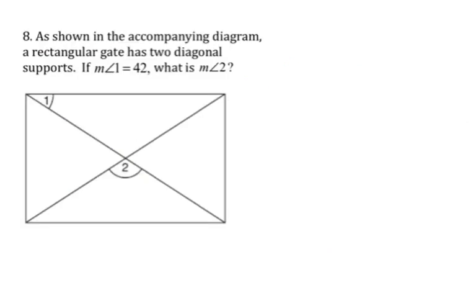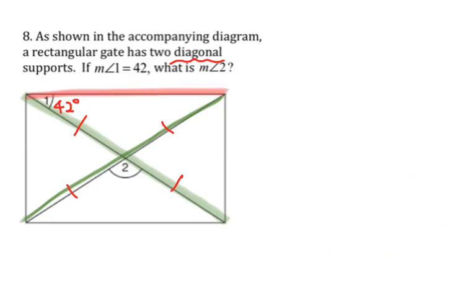Number 8. You see, we have a rectangle and then diagonals. One thing we have to realize is that diagonals are congruent. That makes each portion of the line segment all equal. From the question, we realize that angle 1 was 42 degrees. But look, what kind of triangle do we have here? We end up having an isosceles triangle. So therefore, the other angle becomes 42.